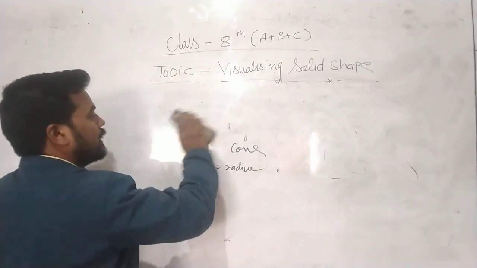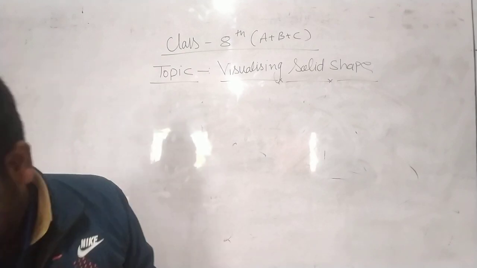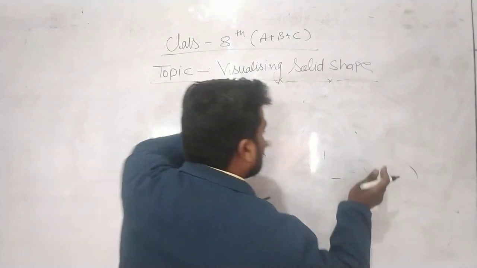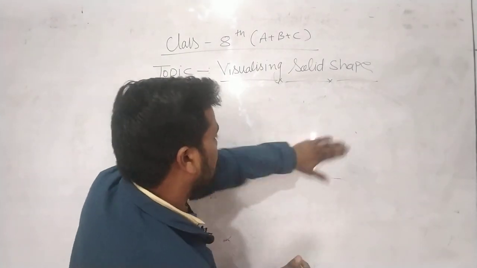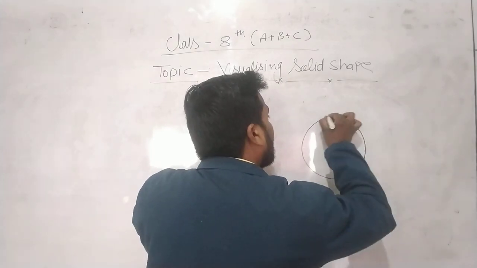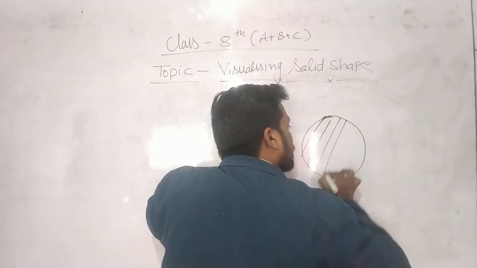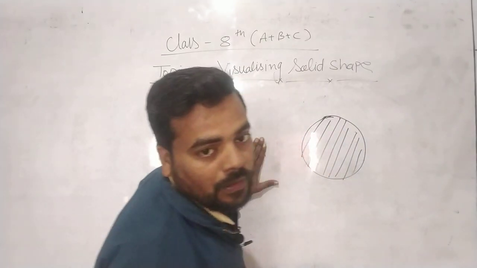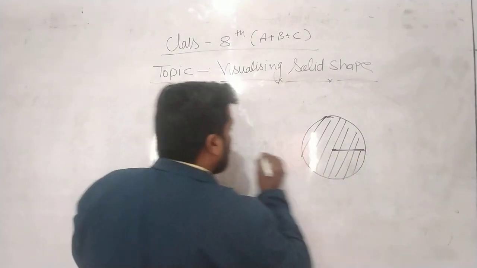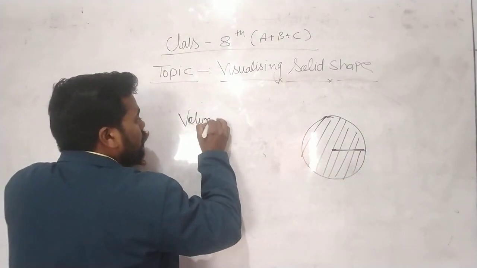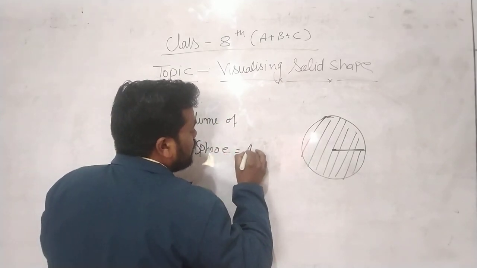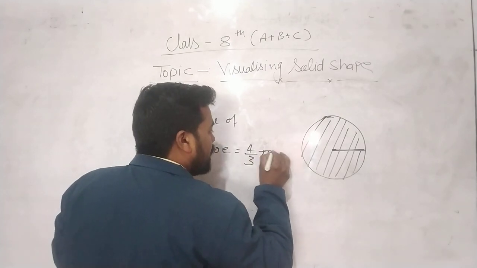Let's discuss another diagram. Sphere. You know that a sphere looks like a circle, but a sphere is not a circle. A sphere is like a ball. Okay. Sphere जो होता है वो अंदर से पूरी तरह से फुलफिल होता है. Sphere is like a football. Okay. And in a sphere there is a radius. Okay. And volume of sphere. Volume of sphere is equal to 4 upon 3 pi r cube.